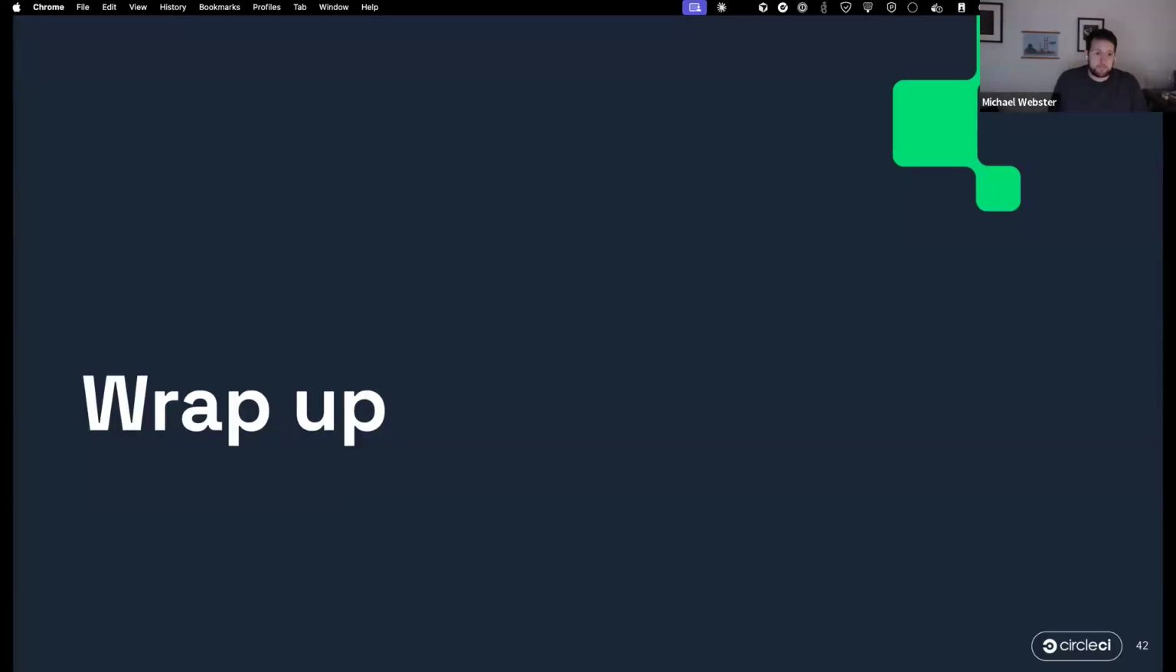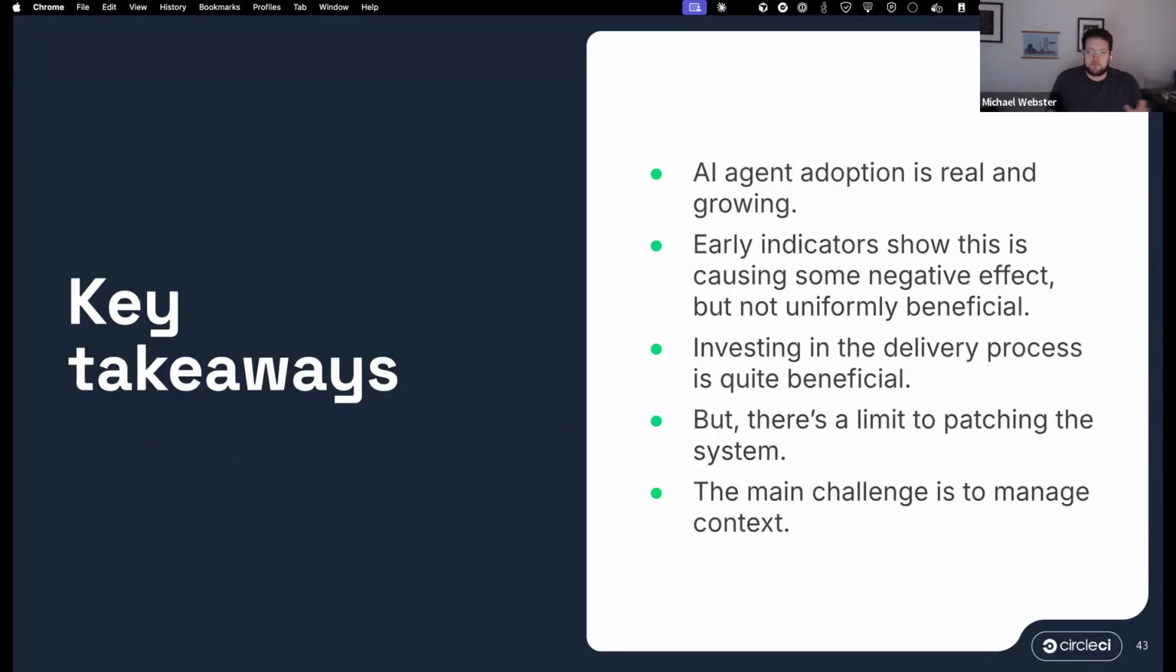Just as a quick wrap up of this presentation, right? AI agent adoption is real and appears to be growing. We see this in public data, we see this in private data. But at the same time, we start to see some early indicators of negative effects. It's not uniformly beneficial. There's likely to be a lot of variance here. There's a previous webinar with some folks from DX where they find there's a lot of variation amongst companies and how they perform. It's definitely not helping everyone equally in terms of their ability to deliver software.